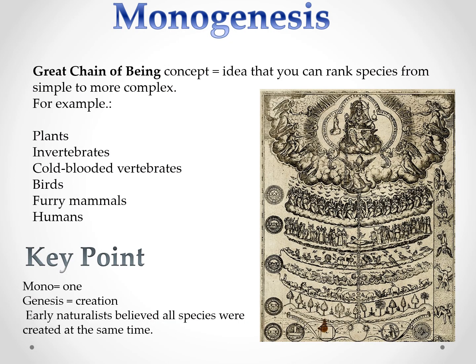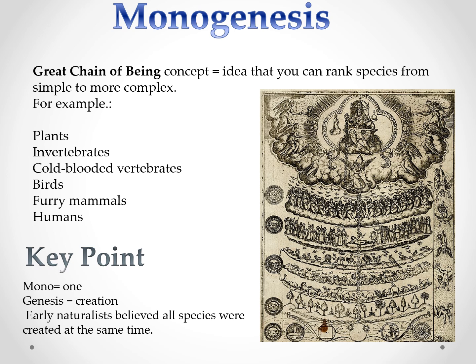So during this time, naturalists were really concerned with this notion of monogenesis or polygenesis, right? Was there a single creation event or multiple creation events? And up until basically the 19th century, most were supporting this notion of monogenesis, and this was based off of the biblical concept of the great chain of being, which is the idea that you can rank species from simple to complex, right? The most simple being plants and invertebrates, and the most complex being humans, right?